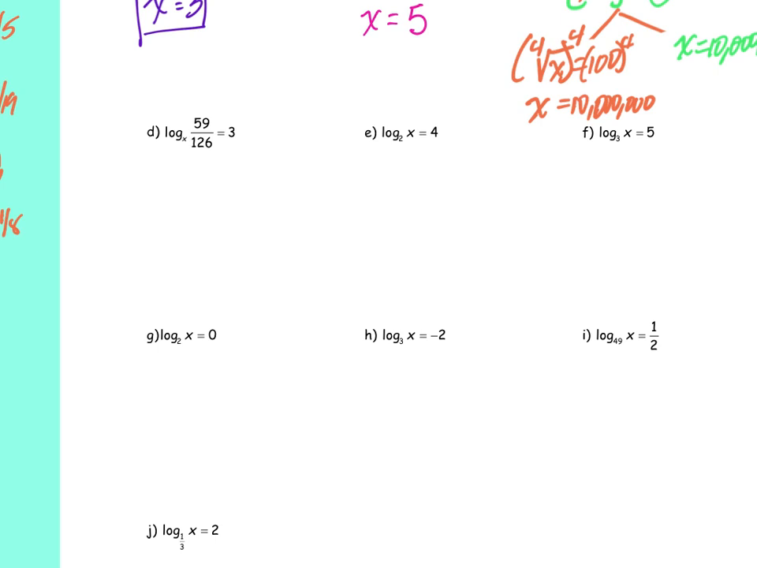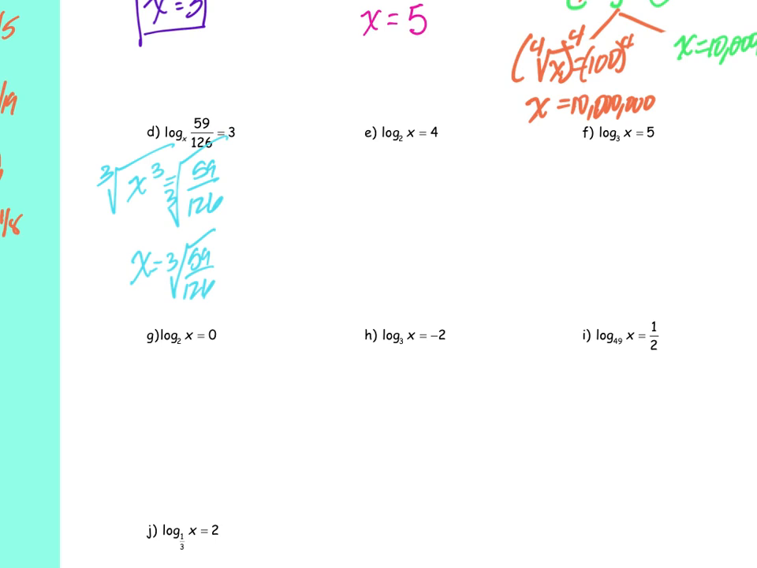So this one says x to the 3rd power equals 59 over 126. So I cube root it, and I cube root it, and x is going to be the cube root of 59 over 126. It doesn't simplify other than that. It's an ugly problem, but that's what it is. So now we're getting a little simpler.